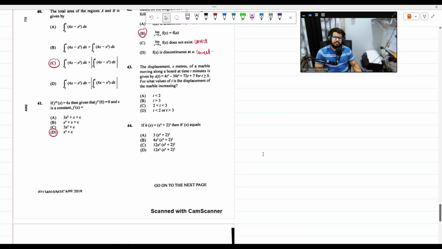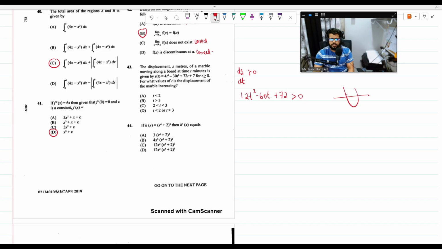The displacement s meters of a marble moving along a board at a time t minutes is given by s equals this. For what values of t is the displacement of the marble increasing? So for an increasing function, the first derivative will be greater than 0. So ds/dt is greater than 0. What is ds/dt? 12t squared minus 60t plus 72 is greater than 0.